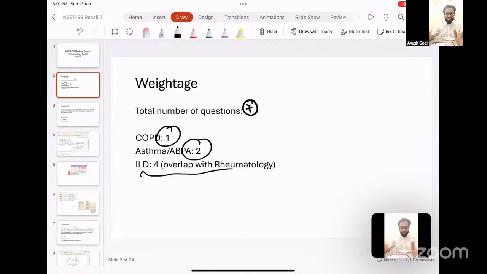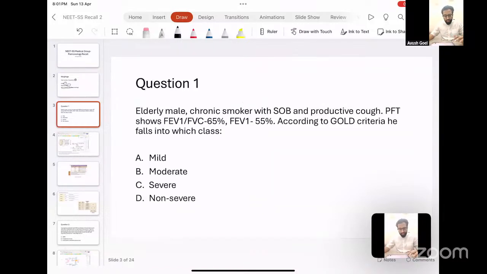So only 7 questions in total, which is not a lot, but most of these questions are relatively easy and straightforward, which you could have answered had you studied the topic. So let us talk about these questions one at a time.